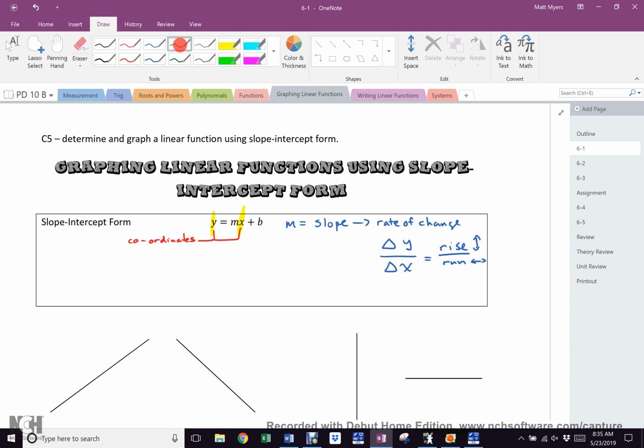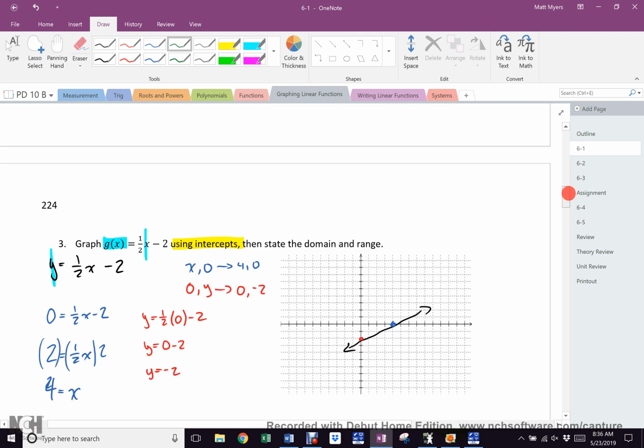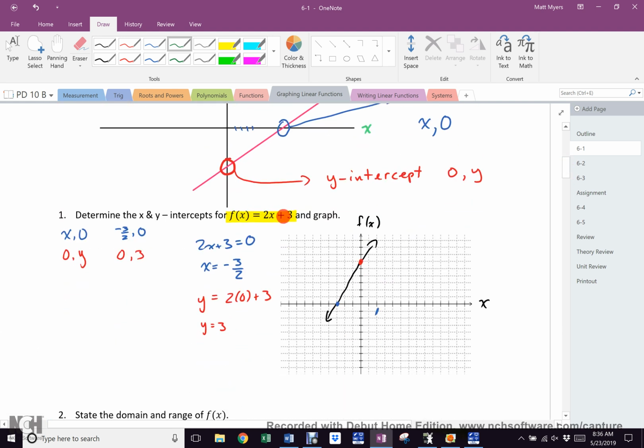B is the y-intercept. What? How can that be the y-intercept? What is every single y-intercept? 0, y, correct? Look back at the two previous things we graphed. Does this look like y equals mx plus b? Y is isolated, there's a number with x, and there's a constant, yes? When x is 0, what happens to this monomial? It drops out, leaving you with what? 3. What was our y-intercept? 3.